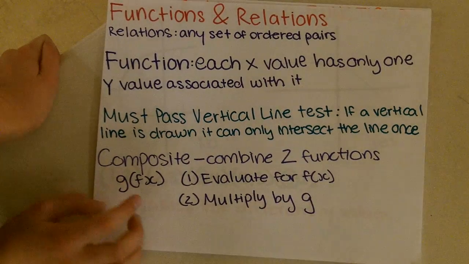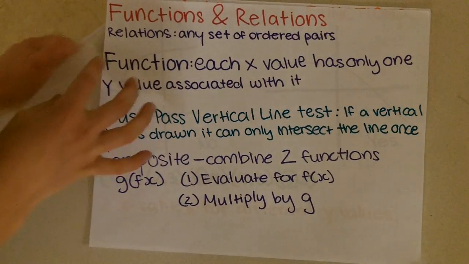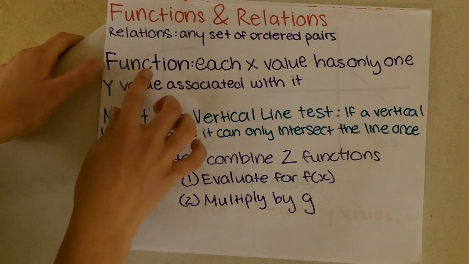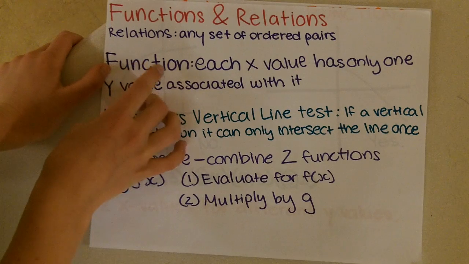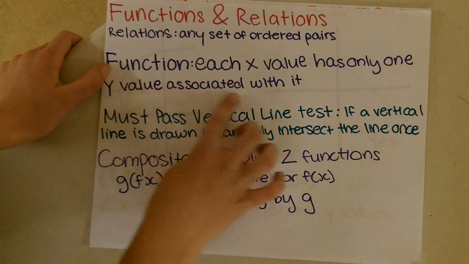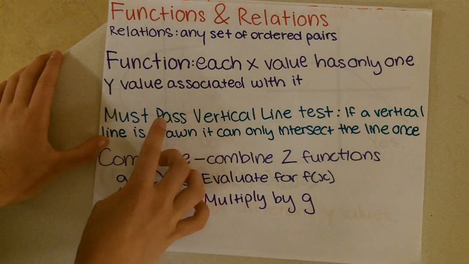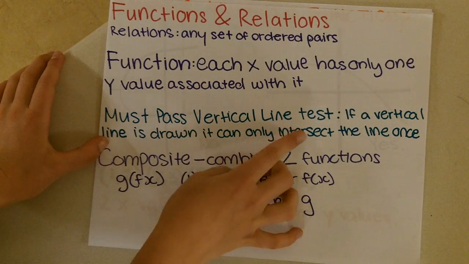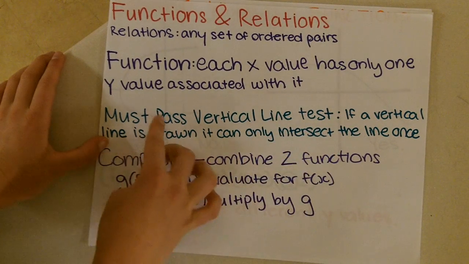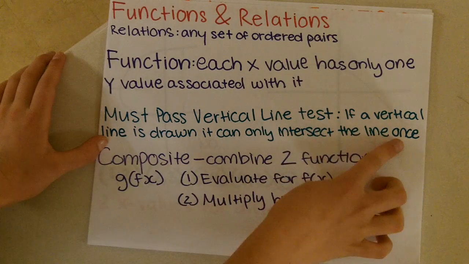First, we're going to be talking about functions and relations. A relation is any set of ordered pairs, and a function is a type of relation where each x value has only one y value associated with it. We know it's a graph of a function if it passes the vertical line test, which is where a vertical line is drawn and it only intersects the line once.